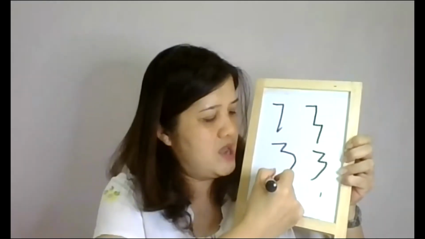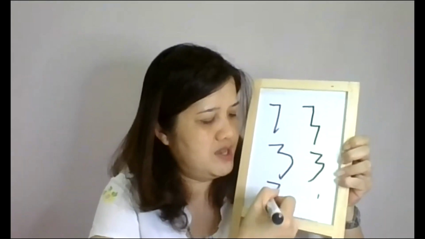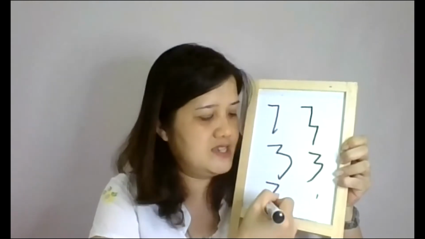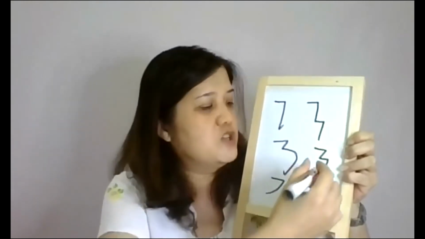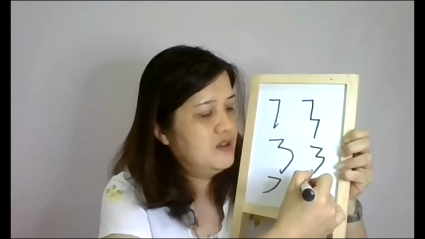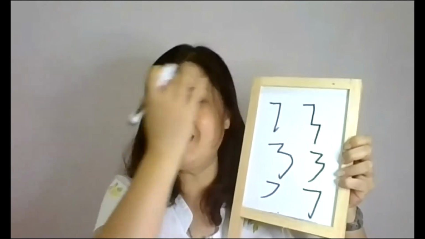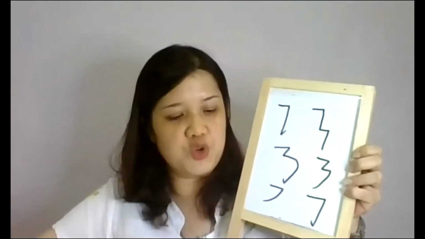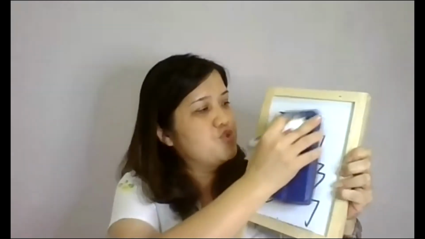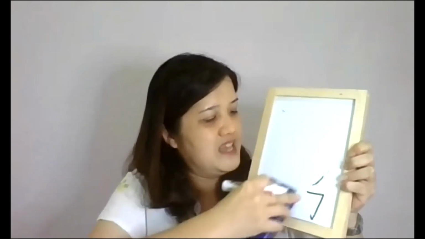Now continue with one more zigzag. It's like 7, but make sure it's landing here. Here is a curve. Then continue with this one. Left to right, going down a hook. These are the strokes in line number 3. Let's proceed to the basic strokes of line number 4.